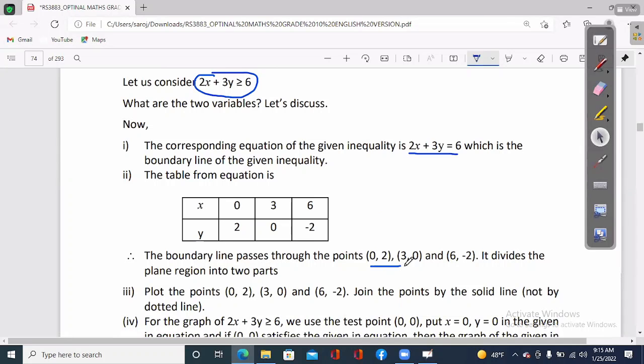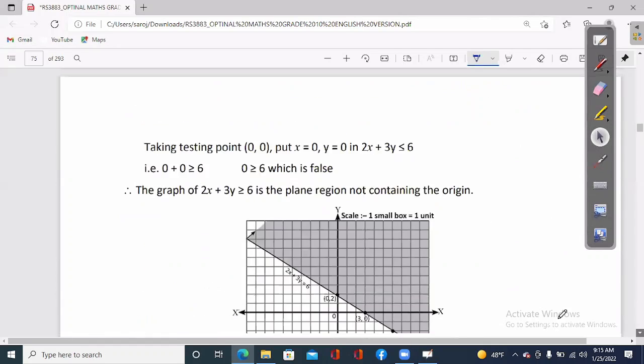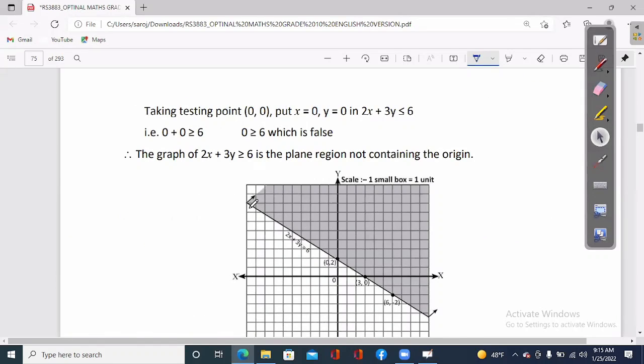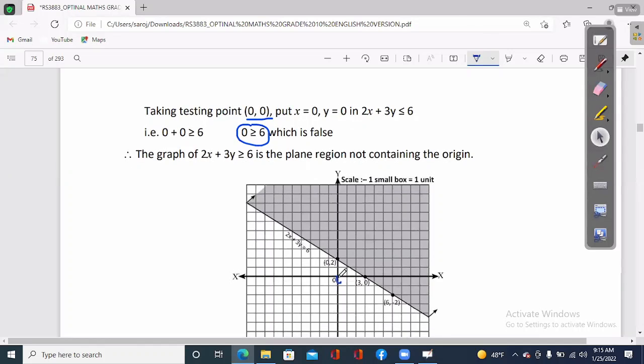Then these are the passing points which we have found. If you plot in the graph, this type of graph is formed. Then if you test the origin, here the testing point is the origin. Here we got 0 is greater than 6. So 0 is greater than 6 means, while testing the origin, it is false. So the arrow will be away from the origin.